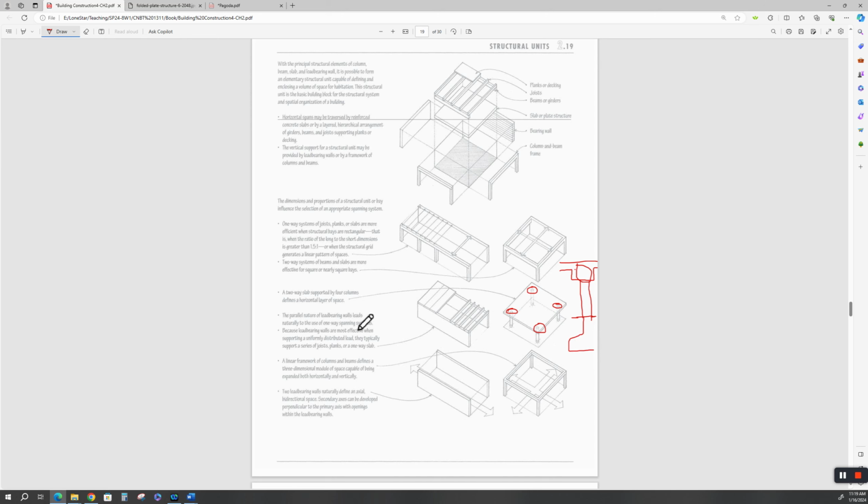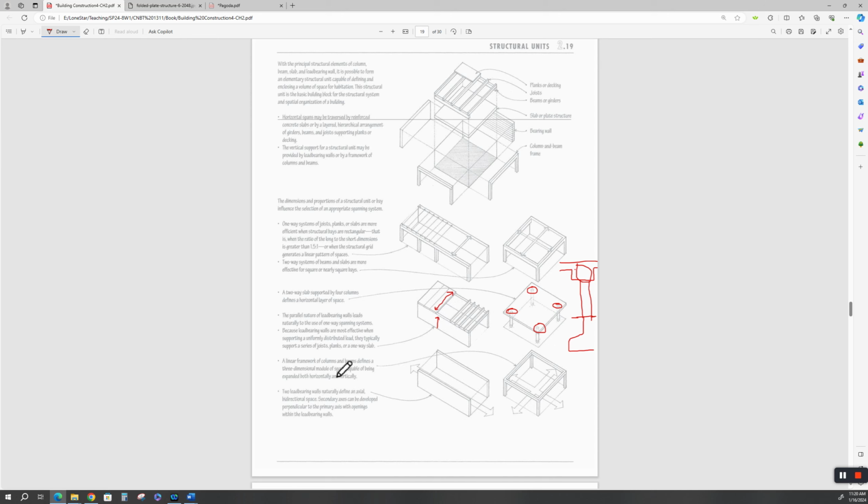The parallel nature of load-bearing walls leads naturally to the use of one-way spanning systems, of course. So you either use joist or you'd use precast decking, precast concrete panels. And this could be a precast wall, be it a tilt wall or any kind of load-bearing structural wall, but in tilt wall construction, which we get to later.